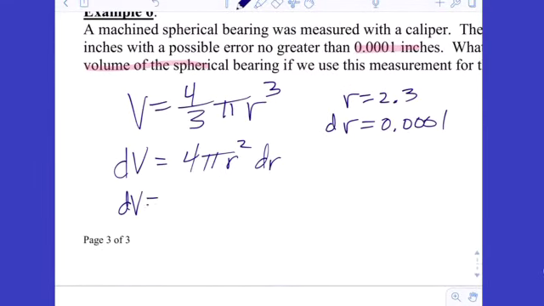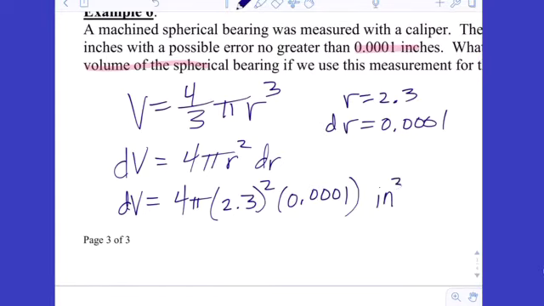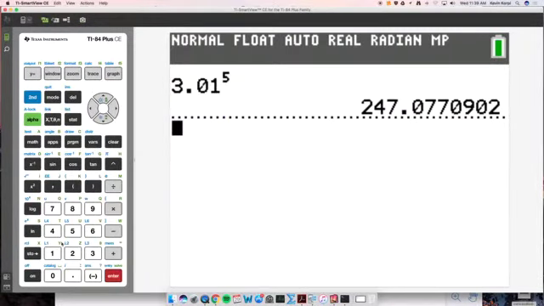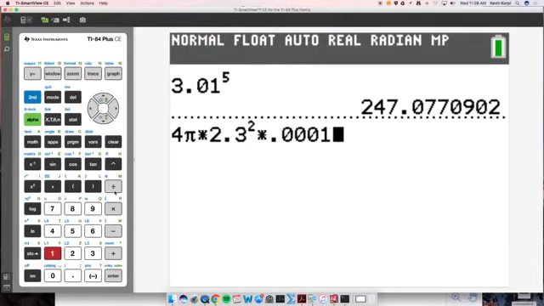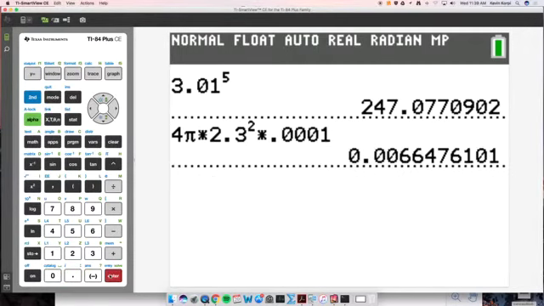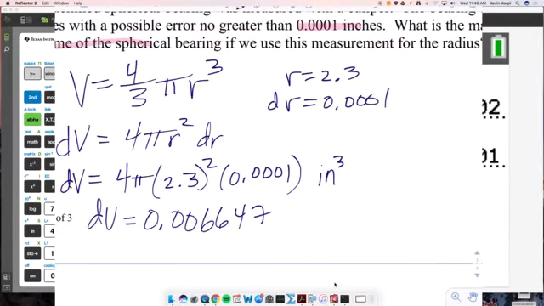So dV would be the maximal allowable tolerance on the volume, and you just plug in. You get 4 pi times r squared, which is 2.3 squared, times dr, which is 0.0001. And that would be cubic inches. Since I have a calculator right here, I'll type that in to see what it comes out to be. 4 pi times 2.3 squared times 0.0001, enter. So the maximum allowable error for the volume would be 0.006647.